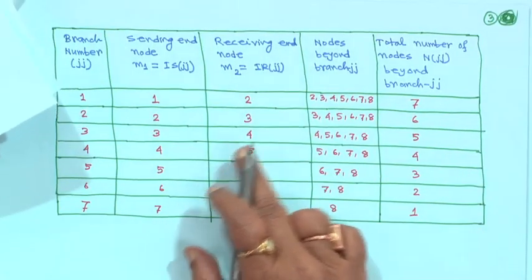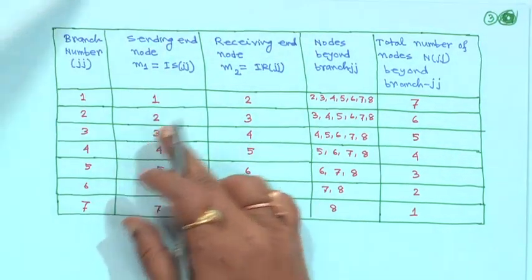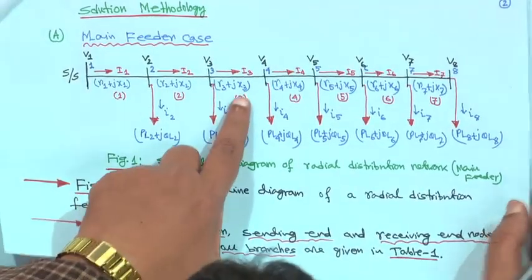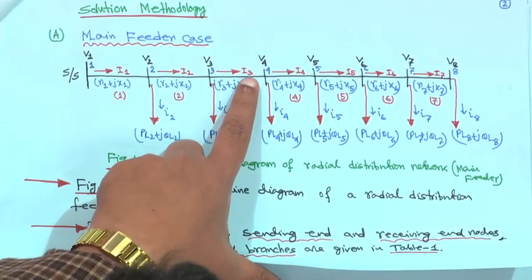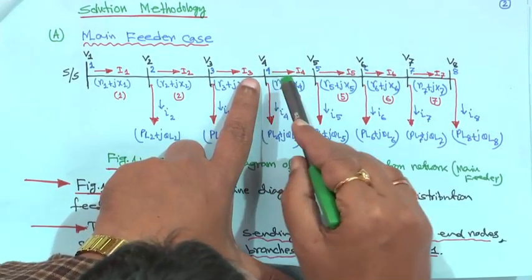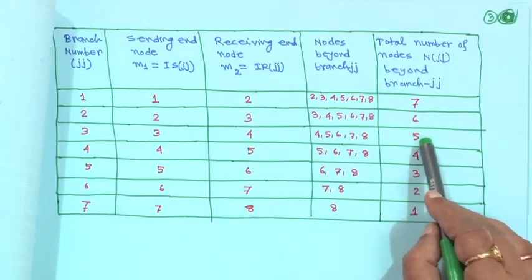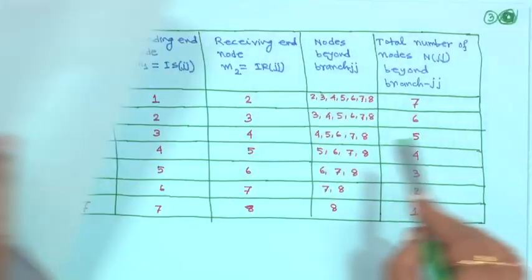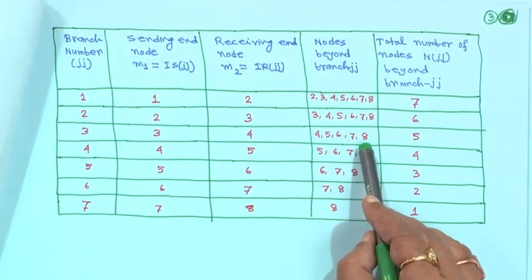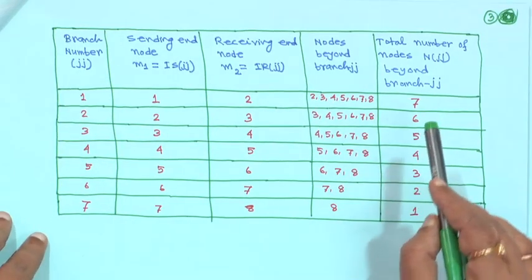So, the receiving end node will be 4, and beyond branch 3 how many nodes are there? So, this is beyond branch 3. How many nodes are there? If you look, just count 1 2 3 4 5. So, here it is 5 total nodes, and what are the node numbers? 4 5 6 7 8. So, the node numbers are 4 5 6 7 8. This is a main feeder, a simple case. When you take radial branches, things will be different. At that time you will see how simple it is.